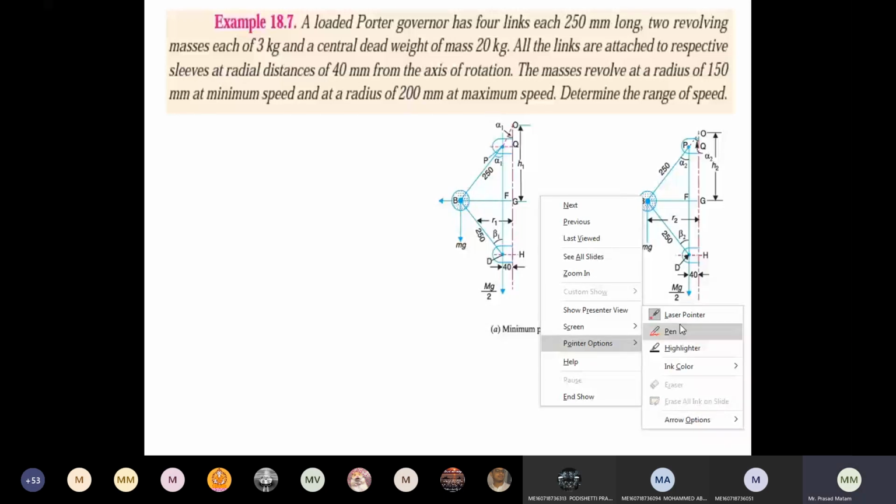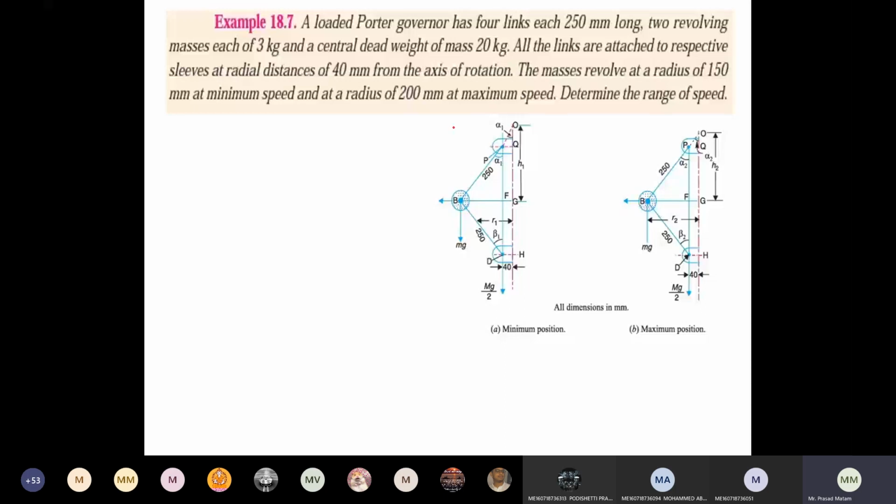Now, where is the centrifugal force acting on this diagram? This is the portion where centrifugal force is acting. Now what is happening to the centrifugal force for this minimum position? The centrifugal force is decreasing. When the centrifugal force is decreasing, the height of the governor increases. Here they have not given anything regarding the frictional force, so no need to bother about the frictional force here.